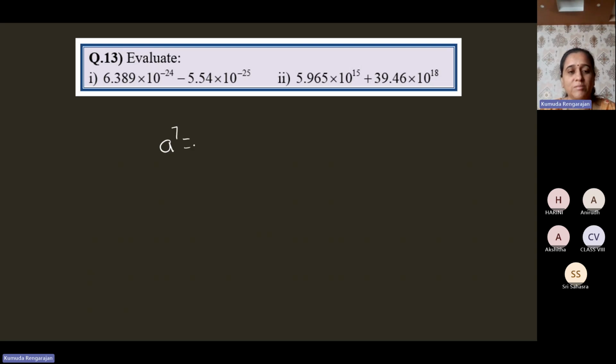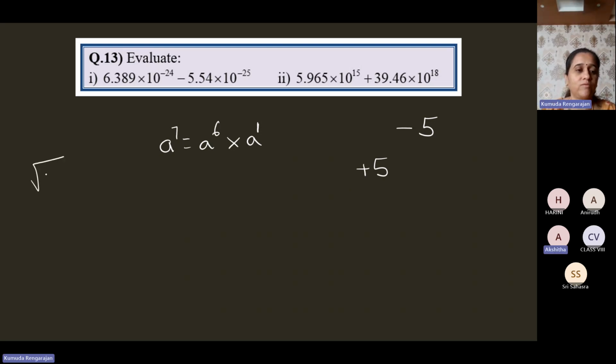A to the power 7 can be written as a to the power 6 into a. What is a? A to the power 1. When you don't mention the power, it is 1. See, when you don't mention the sign, you just write 5. When you just write 5, you can't say it's minus 5, right? When you just write 5, it is a plus 5.